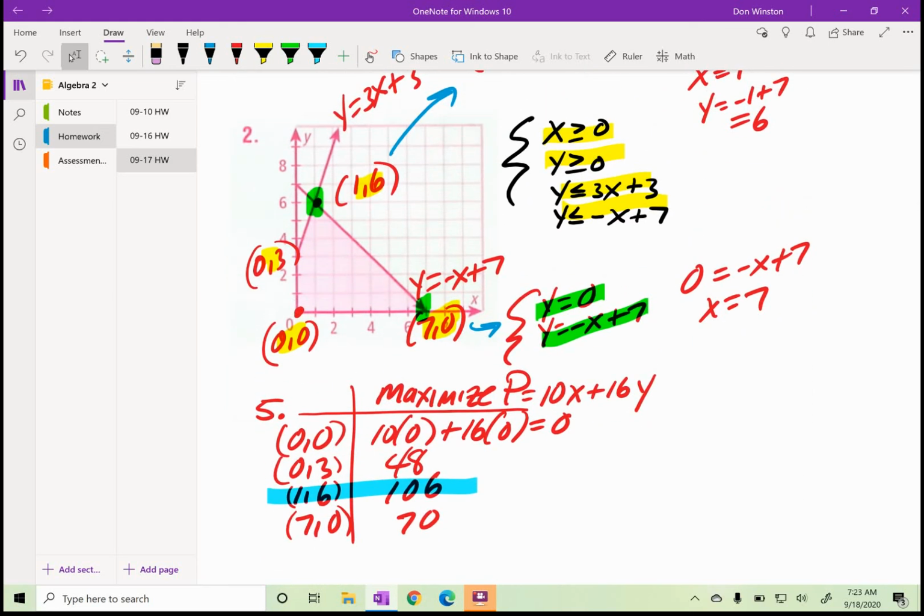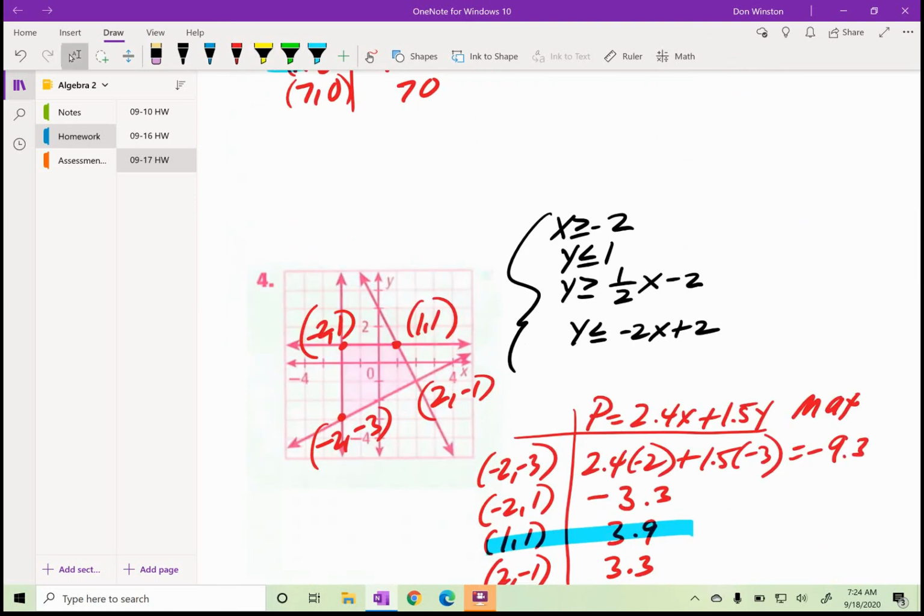You had to use the corner points and then maximize 10x plus 16y, given those corner points. So 10 times 0 is 0, plus 16 times 0 is 0. And then if you do the same thing for the other points, you get 48, 106, and 70. The maximum occurred at the point (1, 6). The value was 106.